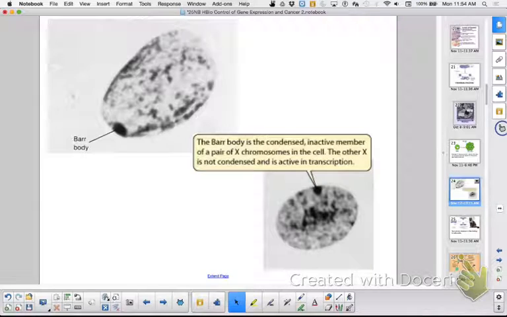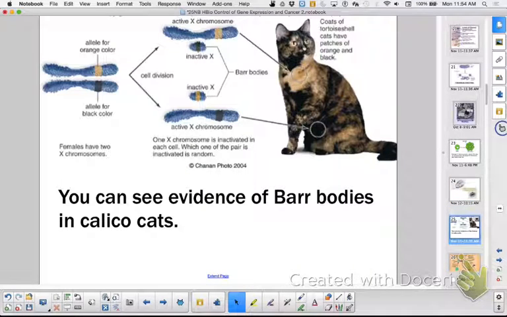Okay, now, where you can see this evidenced is in a calico cat. Only calico cat coloring, where it's mottled like that, is only in the females, not in the males. Because the gene for the coloring is on the X chromosome, so which X condenses determines what color you would see. So only the female cats have that calico color.